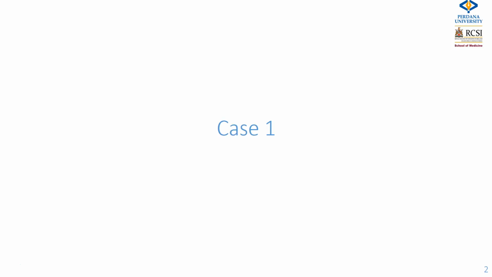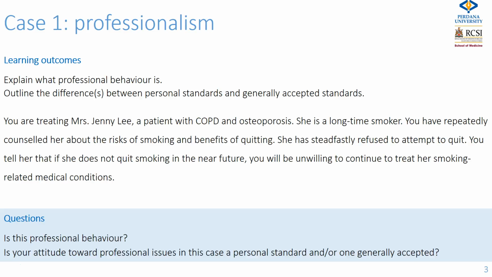We have 4 cases to look at, so this is case 1. This is about professionalism. There are 2 learning outcomes here. The first one is that you should be able to explain what professional behavior is, and secondly, to outline the differences between personal standards and generally accepted standards of behavior.